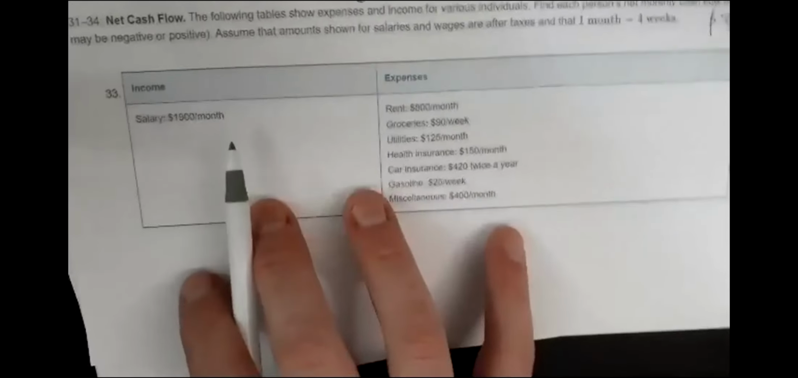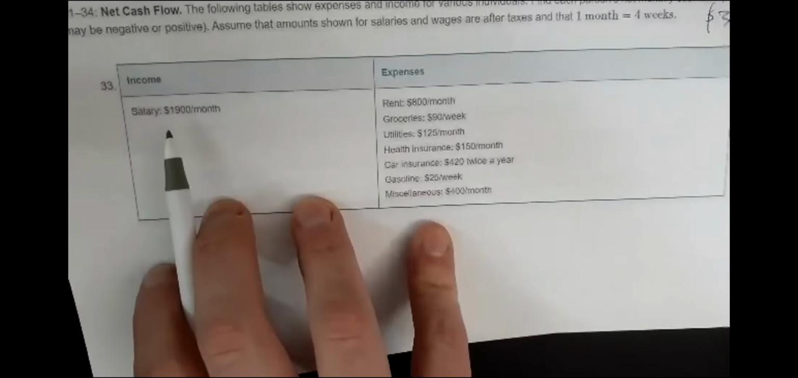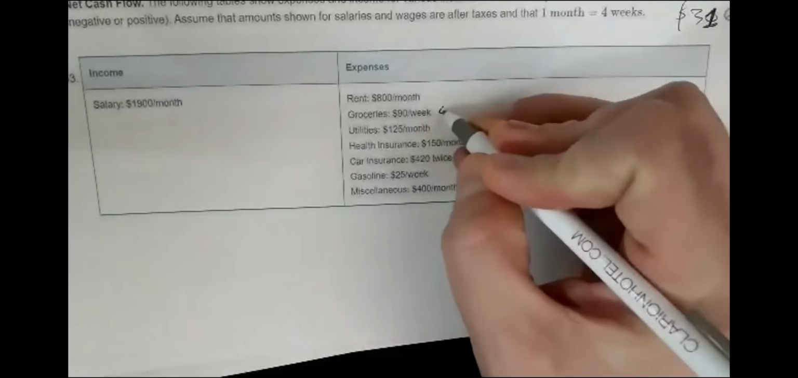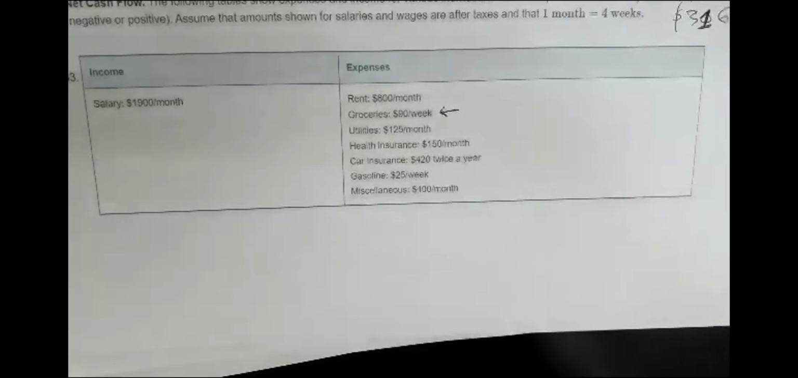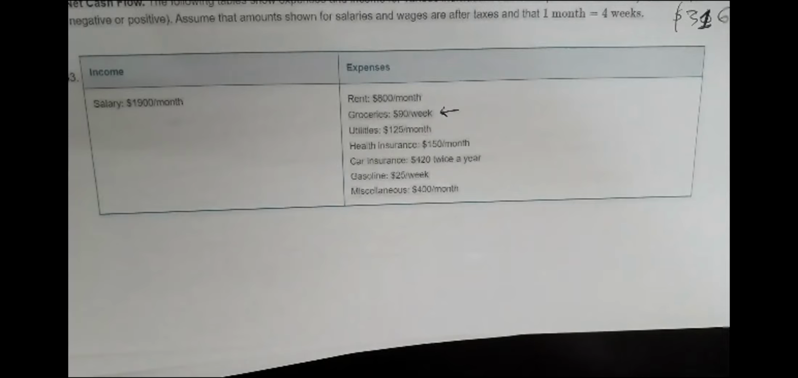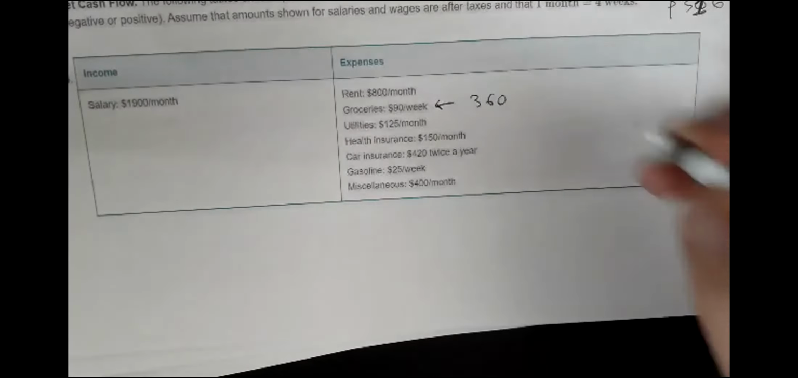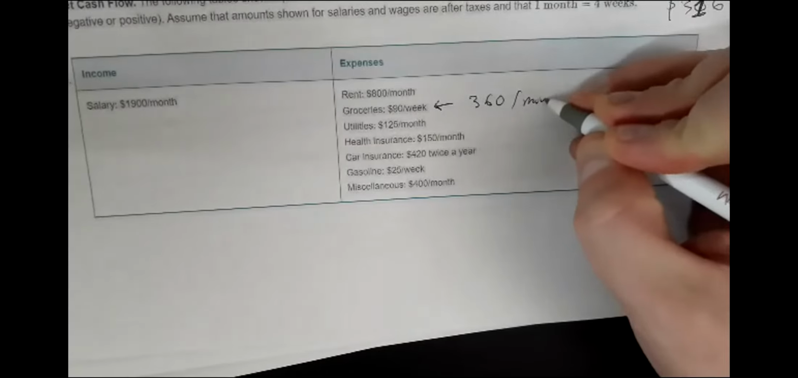So right away, if we want to convert this to monthly, this is already in monthly. So we're done with this one. We're done with this one. What about this one right here? If I'm doing $90 a week, how do I convert that to monthly? Times it by 4. I got to multiply it by 4. So I'm multiplying this by 4 to get 360 per month.